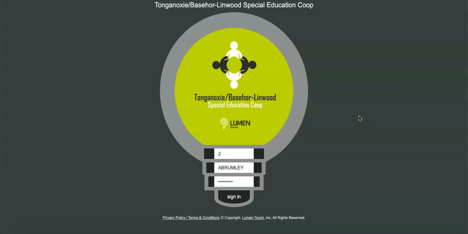By now, you should have received your initial login information with your building number, login name, and password. The top line here on the login page is for your building number, your login name, which is your first initial last name, and your initial password. Go ahead and sign in.